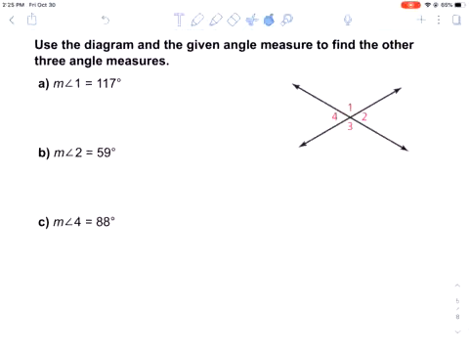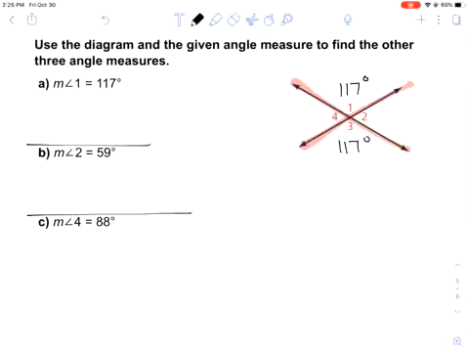Now, let's just look at some relationships. We'll try maybe two of these. These are two different ones. So in this first one, we know that this is 117. Well, that tells me that angle 3 is also 117 because those are vertical angles.